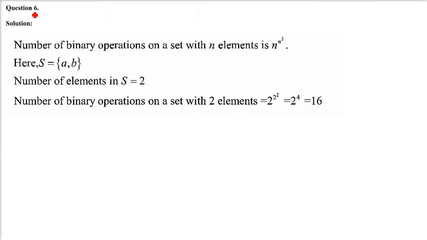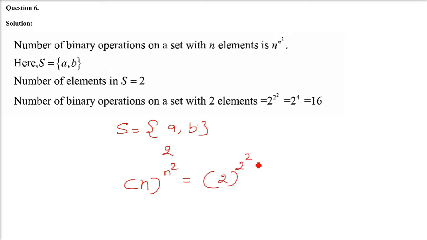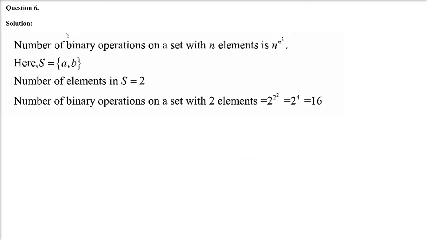Question number 6 is exactly the same as the previous one. Find the total number of binary operations on {a, b}. As I said, don't worry about this, just worry about how many elements are there. So S is equal to {a, b}. Now we have a and b, right? So how many elements are there? 2. And we know the formula, n to the power n square. So n is 2 here. So 2 to the power 2 square. So this is 4, 2 to the power 4. That is going to be 16. Okay.